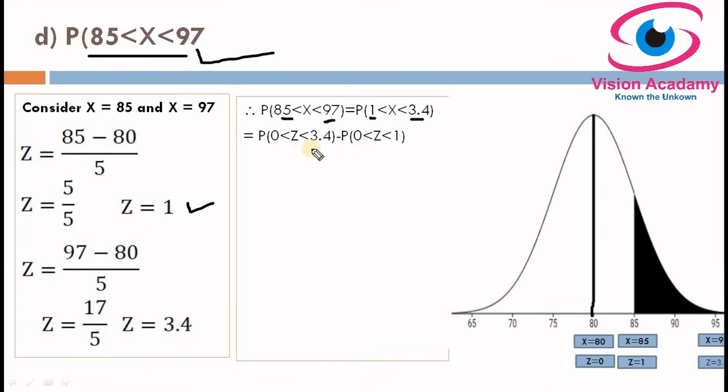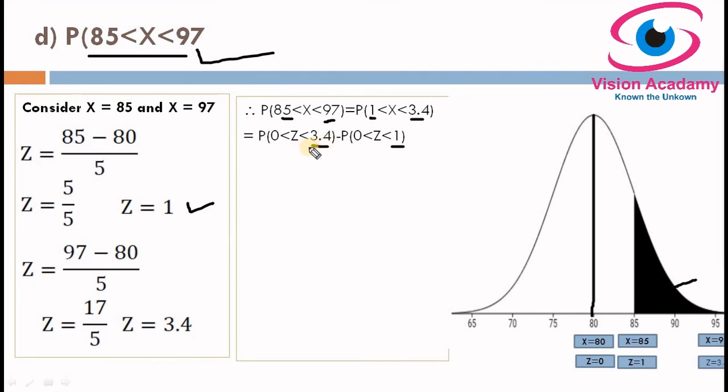One is to find the z score for 3.4 and find the value for 1, and subtract the lowest value from the highest value. Then you will obtain your z score, or your interested area score. Otherwise, you may do one more thing.